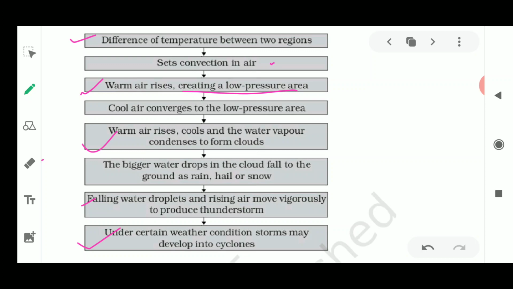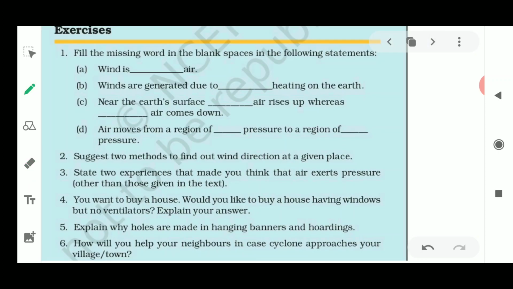Next, with this, the revision of this chapter is done. We have seen the chapter at a glance, and this was a recap of the chapter. Now we will go on to the exercises given at the end of this chapter. The first part of this exercise is fill in the blanks. You have to fill the missing words in the blank spaces in the following statements.